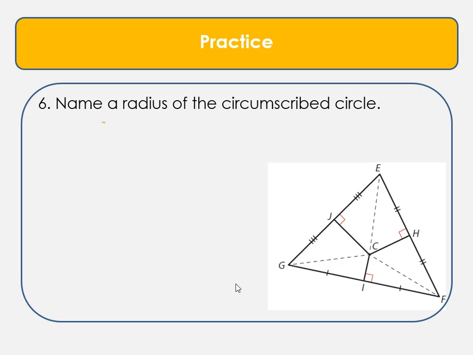Number 6, name a radius of the circumscribed circle. If you don't remember what circumscribed is, you need to look that up right now. You'll need to do a visual for yourself, so I would draw a similar triangle and then circumscribe the circle. Pause the video and go on and check your answer.